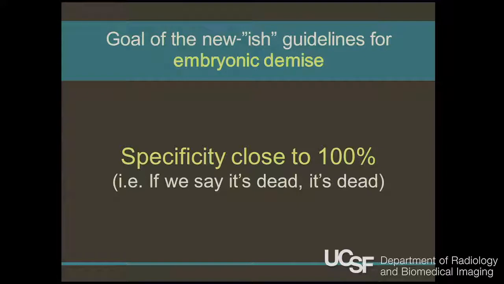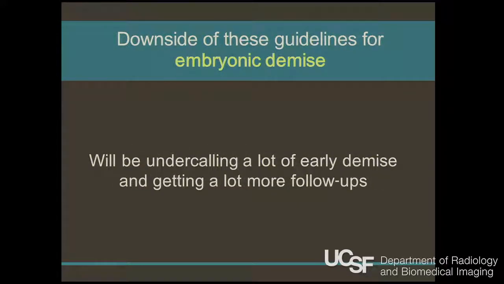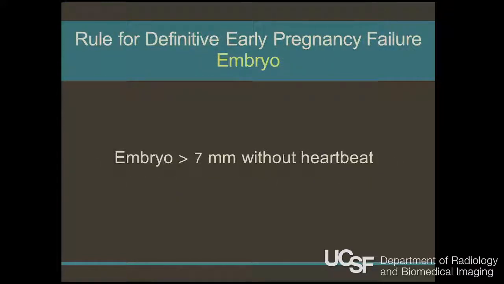What does that mean? We're going to undercall a lot of embryonic demise: they are demise, but we're going to say we need a follow-up. You can decide in your own mind whether that's good or bad, but it is the way it is now. So if you see an embryo greater than 7 millimeters without a heartbeat, it's a demise. It used to be 5 millimeters, which in and of itself, if you do first trimester ultrasounds, you can see a 2 millimeter flicker of a heartbeat.